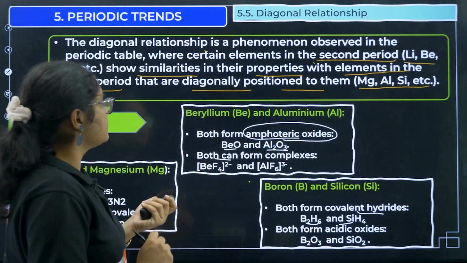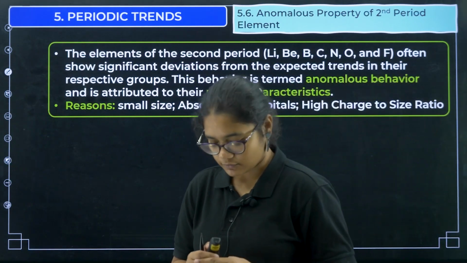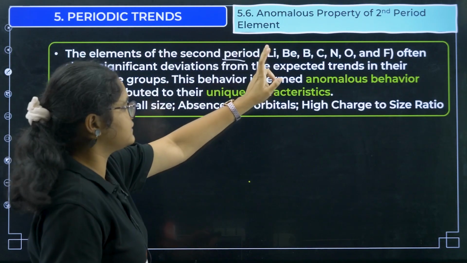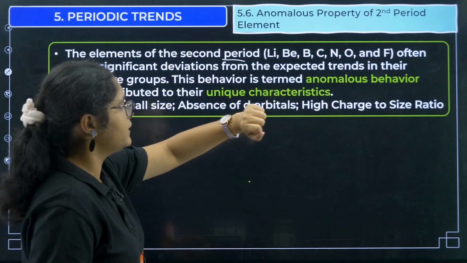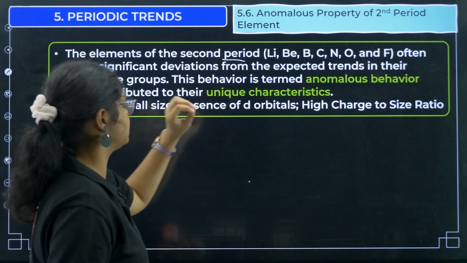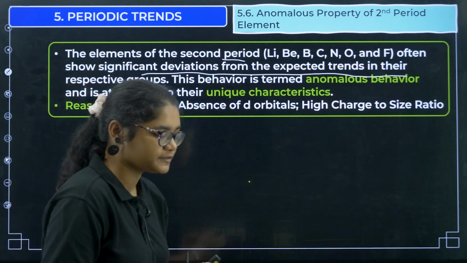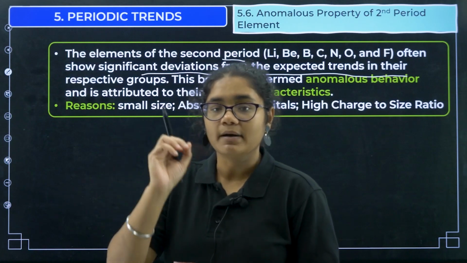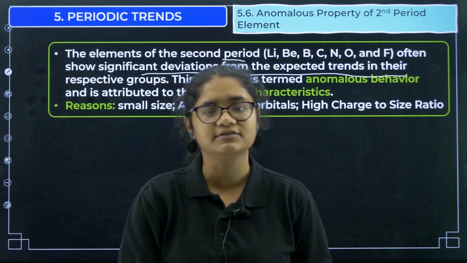Next, we'll go to the next topic, the anomalous properties of the second period elements. This is something very important. First, understand the elements of the second period: lithium, beryllium, boron, carbon, nitrogen, oxygen and fluorine. So there are 7 elements here, as the group 18 elements are not considered. They often show significant deviation from the expected trend in their respective groups. Generally the elements in a group have similar properties, but the first element of every group has different properties from the other elements of that group.